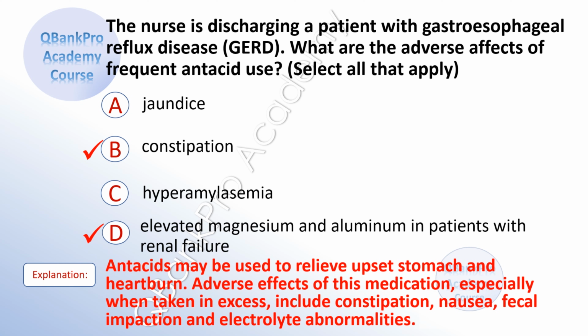The correct answer is B. Constipation, and D. Elevated magnesium and aluminum in patients with renal failure. Explanation. Antacids may be used to relieve upset stomach and heartburn. Adverse effects of this medication, especially when taken in excess, include constipation, nausea, fecal impaction, and electrolyte abnormalities.